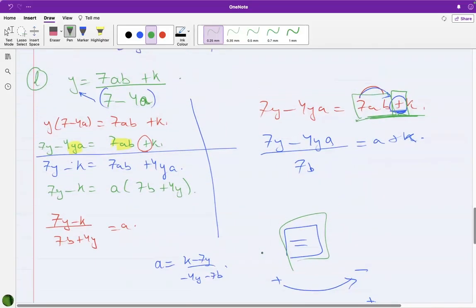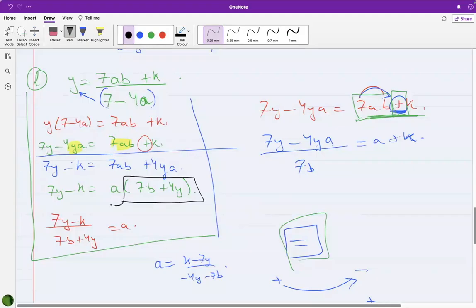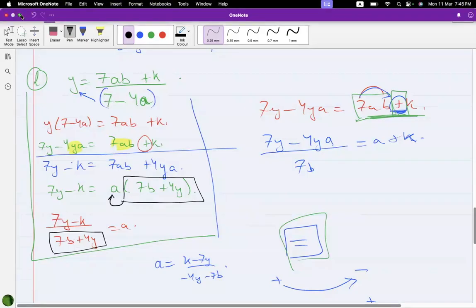Okay. So the a's were, 7ab plus 4ya and 7y and then minus k on the other side. Once we bring the a's down, now why am I dividing this? Because all of this in bracket is being multiplied with this a. So this can go on the other side as a whole and divide. And we cannot simplify these sevens because we have a positive negative sign between them.